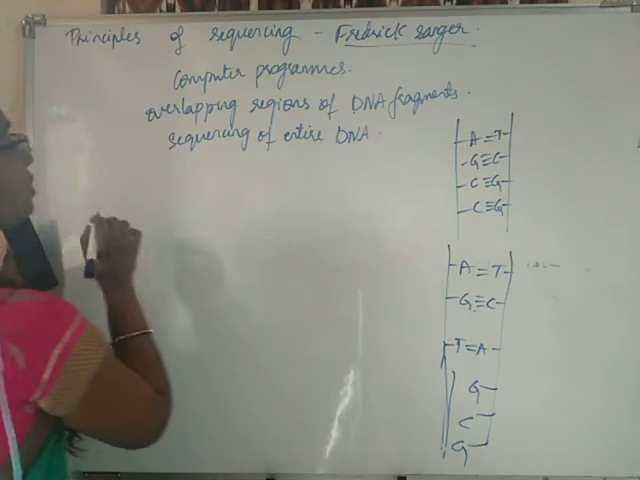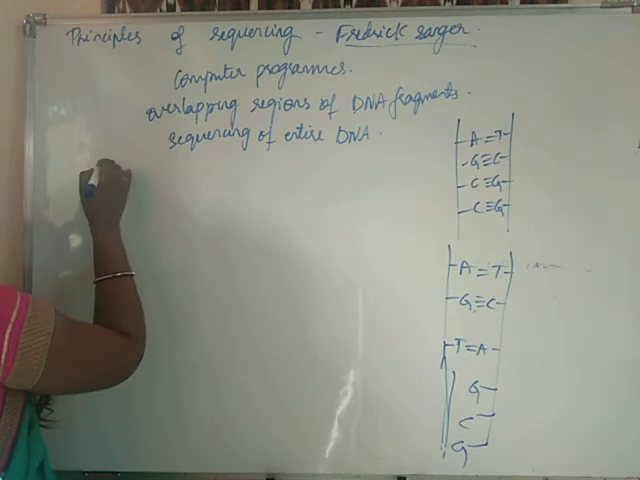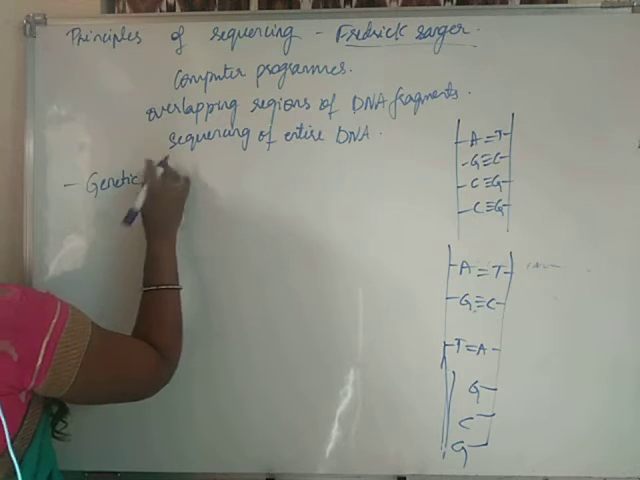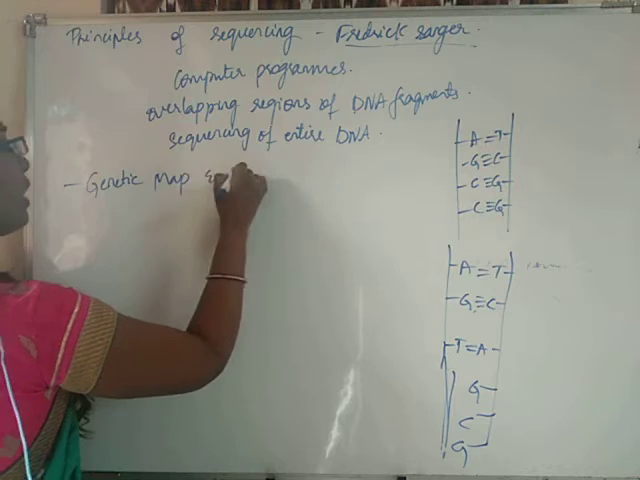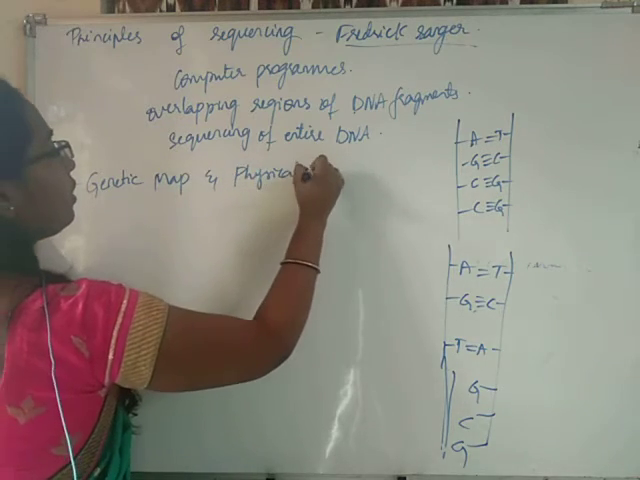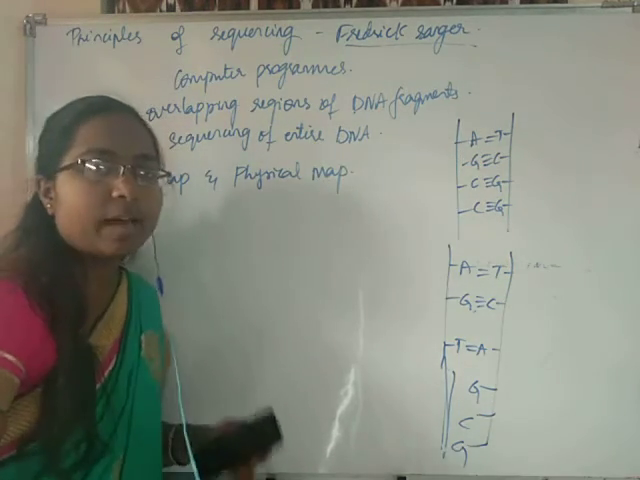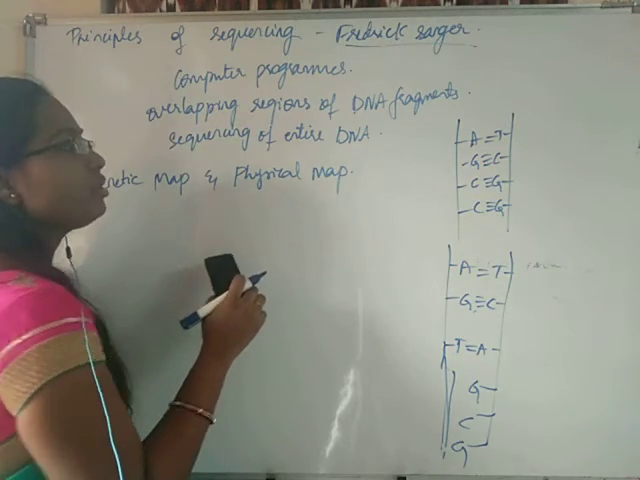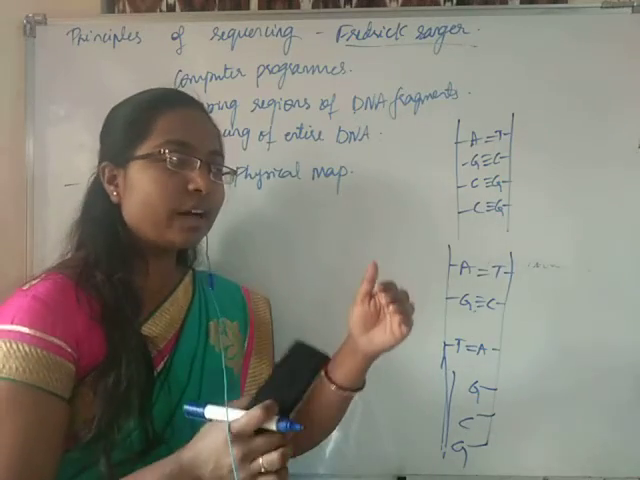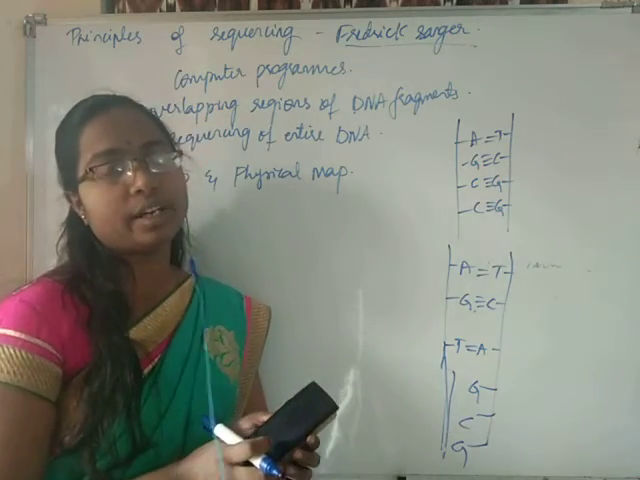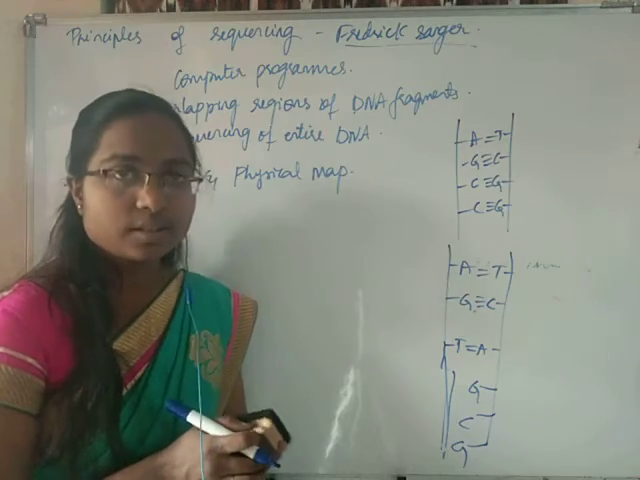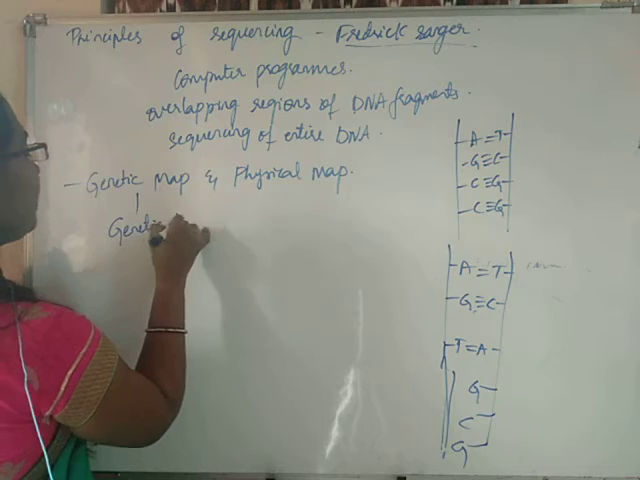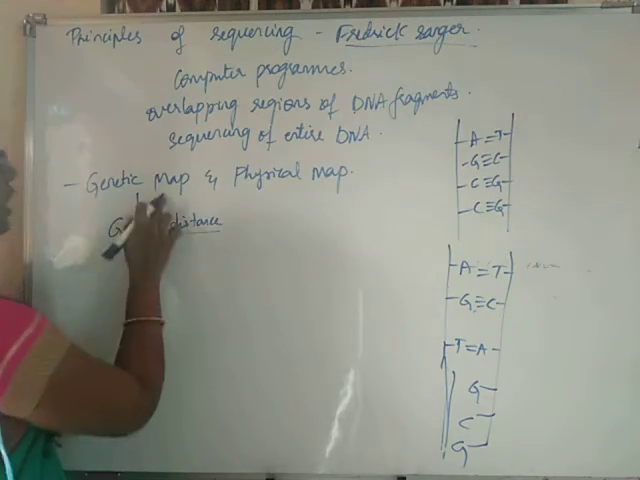Okay. So then students, the next problem was genetic mapping and physical maps. Obtaining the genetic map and physical map were the next task. So how do we obtain the genetic map and how do we obtain the physical map? Students, genetic mapping means identifying the genetic distance between the genes. Identifying the genetic distance was the genetic map.